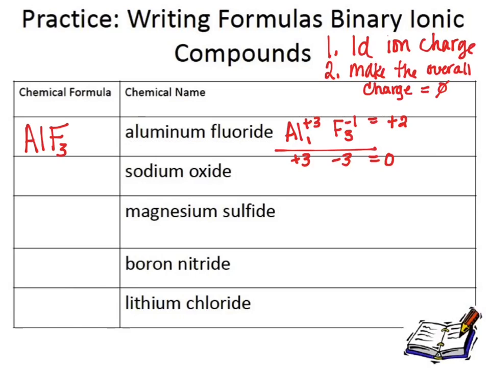Okay? Sodium oxide. What is the charge of sodium? +1. What's the charge of oxygen? -2. Do those equal 0? No. So how many sodiums do I need? What does the ratio of this have to be so that it equals 0? 2 and 1. So the formula would be Na2O.